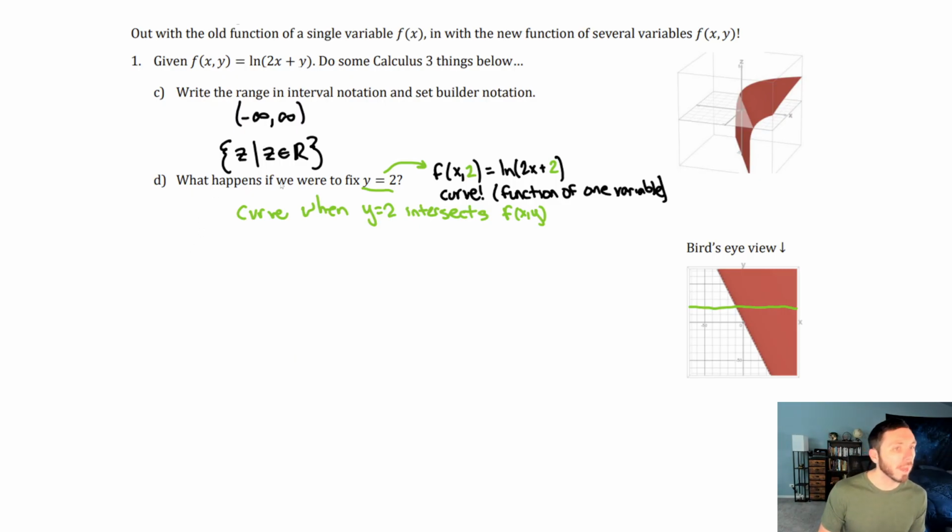All right, so what happens if we were to fix y equal to 2? Well, you plug in 2 as a constant, meaning that the only input that is a variable is just x, so that just goes back to a curve. It's actually just the curve log of 2x plus 2. It's a function of one variable again, when you decide to fix one as a constant. That should kind of make sense.